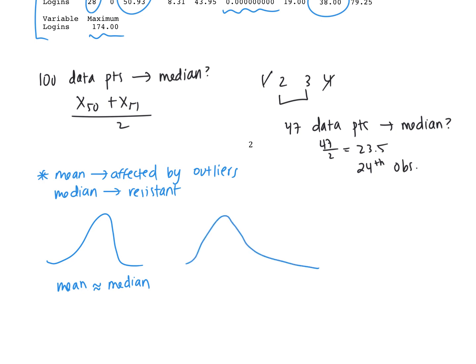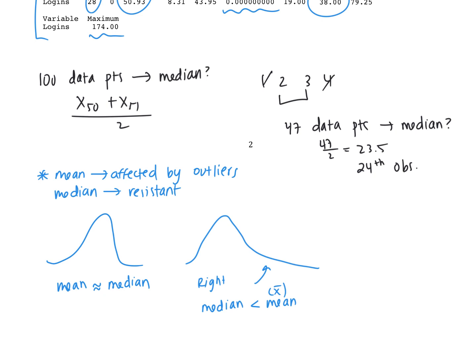If your distribution is skewed like this, first of all, which way is that skewed, left or right? Right. So this is skewed right, or positively skewed, and here's why. The skew affects the mean. So that tail will pull the mean higher. So in a distribution like that, the median is going to be less than the sample mean.